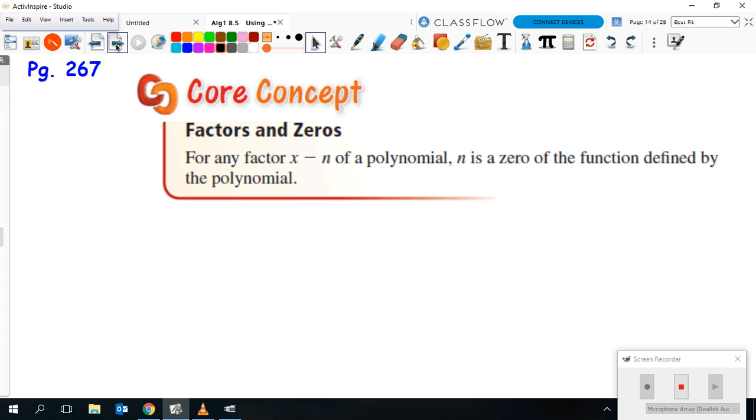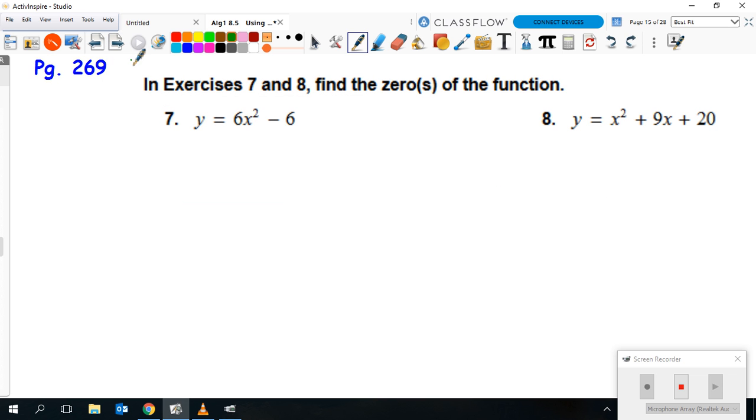We're talking about a 0 of the function. 0 of the function there is the same thing as saying an x-intercept of that function, which is one of the solutions to the function. All right, on page 269, we see 7 and 8. It says find the zeros of the function. So what we need to do is factor this to get it into factored form and see what those factors are. The factors are going to be our zeros or our x-intercepts.